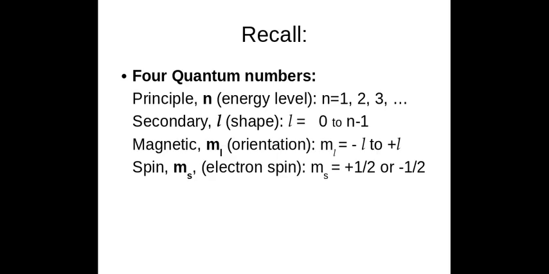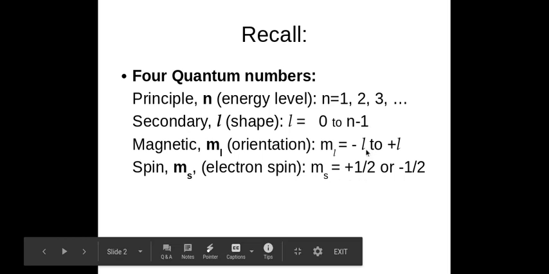So recall that the four quantum numbers describe the location of an electron around an atom. There's the principal quantum number, which gives you the energy level, the secondary quantum number, which gives you the shape of the area where the electron is most likely to be found. The magnetic quantum number gives you the orientation of that shape. And for every orientation there's also going to be one of two types of spin, either a positive 1/2 or a negative 1/2, denoting this last bit of information about those electrons.